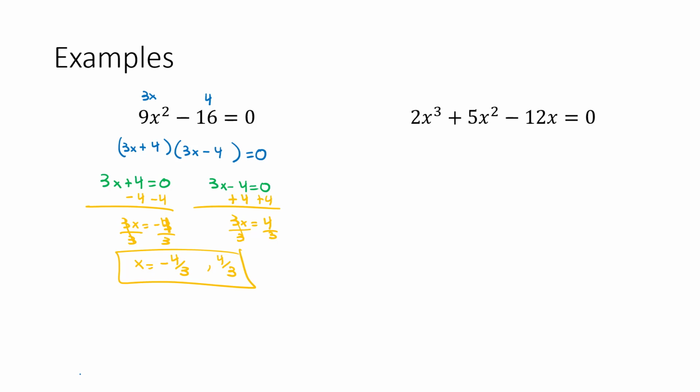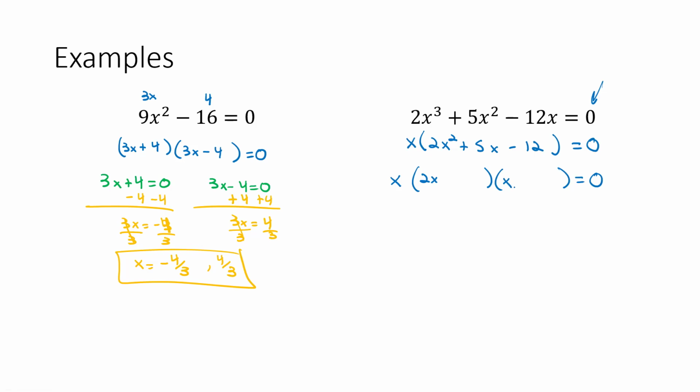The second equation is a little bit more involved, but the same idea here. 2x cubed plus 5x squared minus 12x equals 0. It already equals 0. Always check for that first. Next thing we check is there a greatest common factor we can pull out? And sure enough, in this case, there is. Everybody's got an x, so we'll pull out an x, leaving us with 2x squared plus 5x minus 12 equals 0. From here, we're going to try and factor the remaining trinomial using that guess and check method. 2x squared is 2x times x.